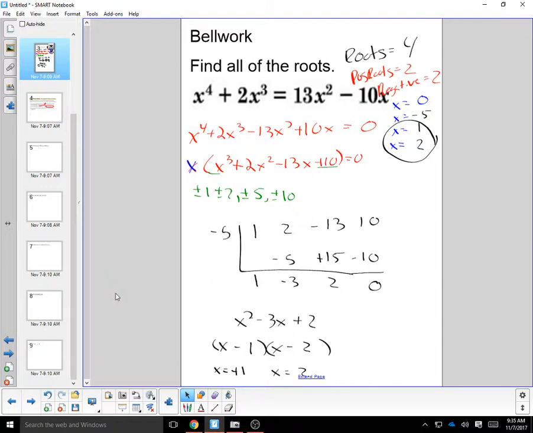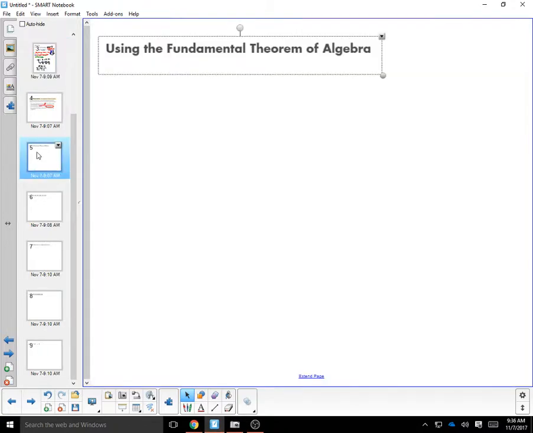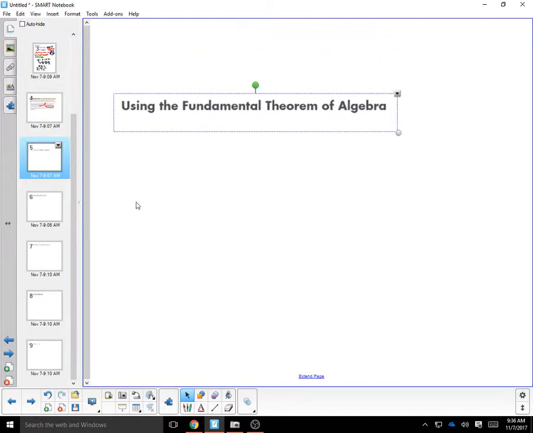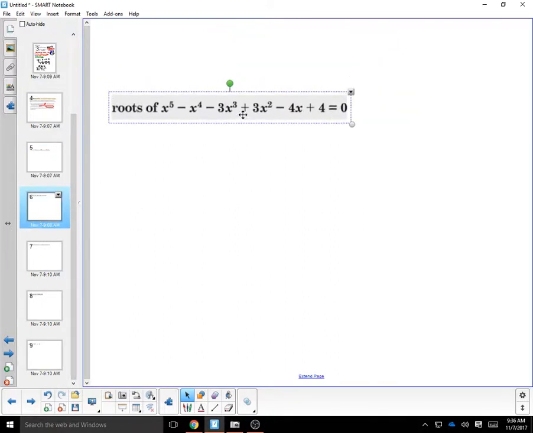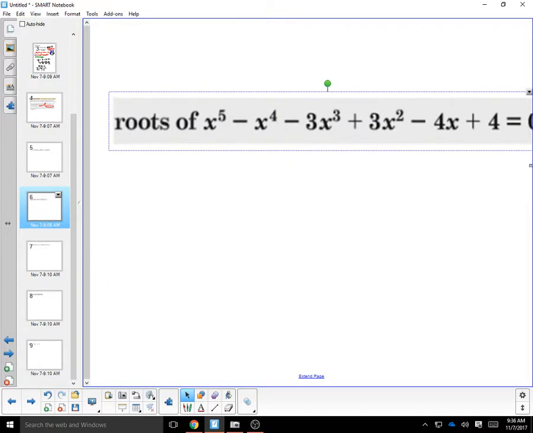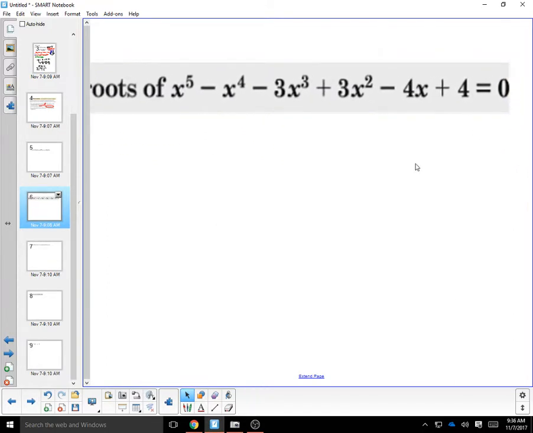Anybody still writing? All right, moving on. Okay. Here you go, guys. You try now. Find all the roots, please. Give you guys 5 minutes on this. And then I'm going to call somebody. I'm saying who.